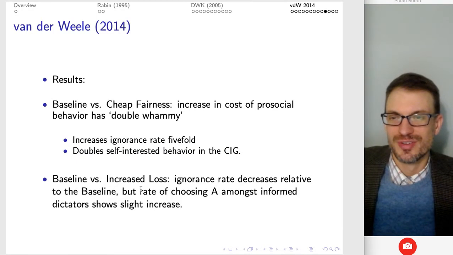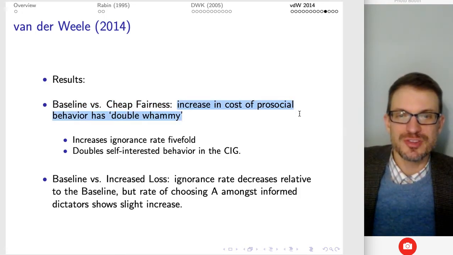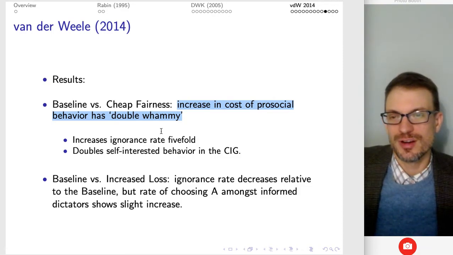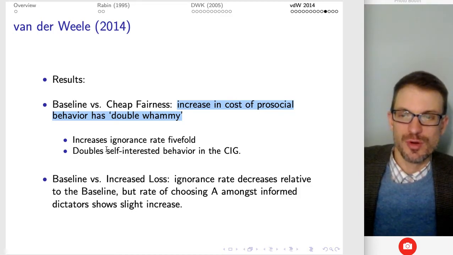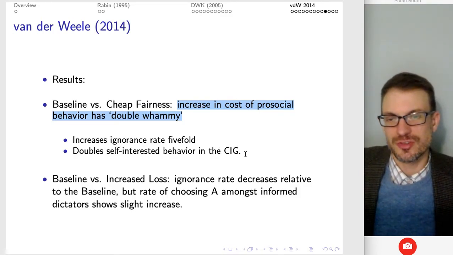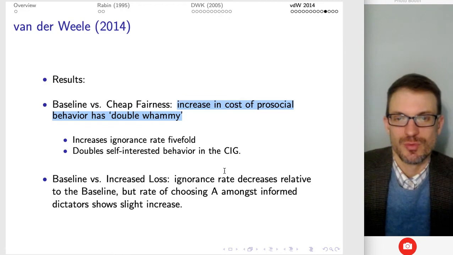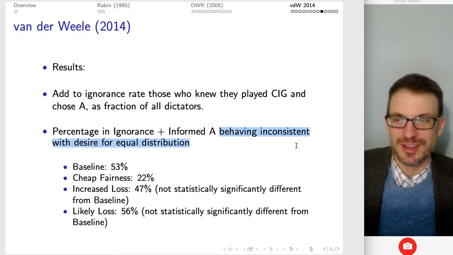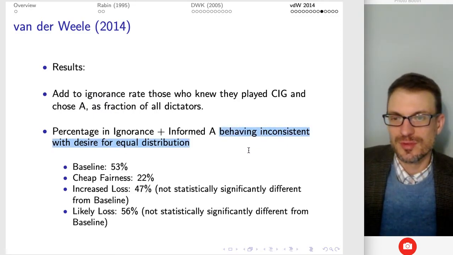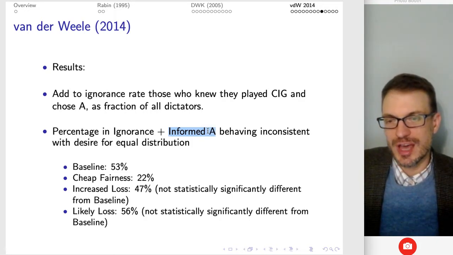And so in other words, the results are, thinking about baseline versus cheap fairness, there's this increase in cost of pro-social behavior. And it has a sort of double whammy effect where ignorance increases fivefold and there's a doubling in self-interested behavior in the conflicting interest game. The basic idea is that you have a lot of dictators behaving inconsistent with a desire for equal distribution, right? So these are those who are trying to remain ignorant, and these are those who know what's happened and then still choose the unequal distribution.